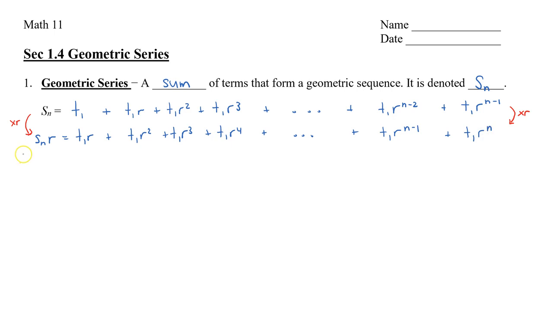Now I'm going to draw a big long line and I'm going to subtract. Now, to make this so that I don't have any negatives, I'm going to take the second series and subtract it from the first series. So what I have is SnR minus Sn.